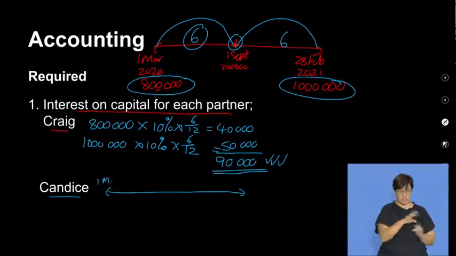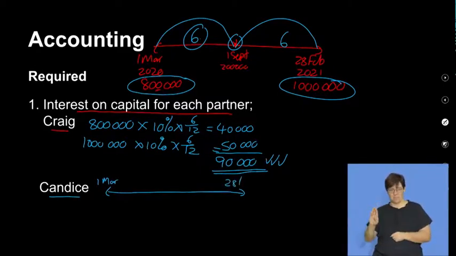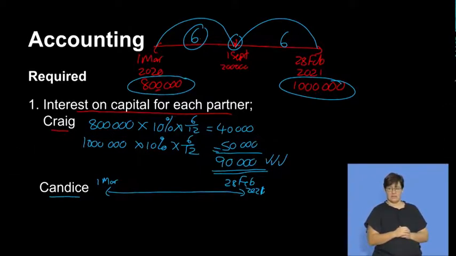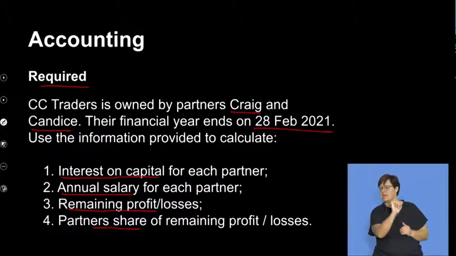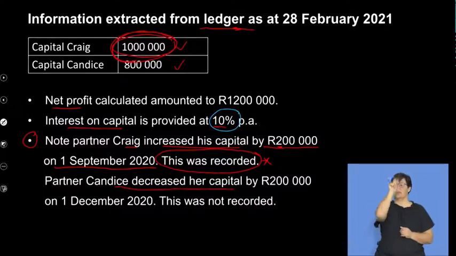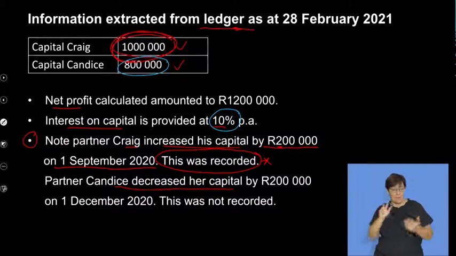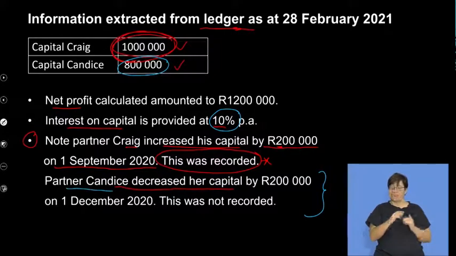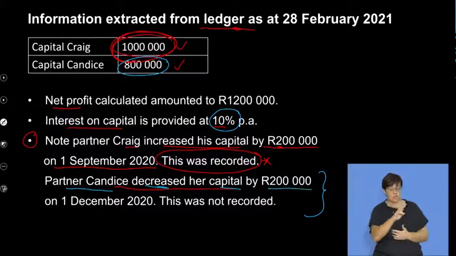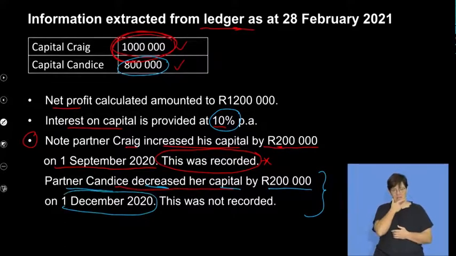So 1st of March, beginning of the year, and obviously 28th of Feb, 2021, end of the year. So let's now look at the information for Candace. Okay, so we're going to go back and look at what's the story when it comes to Candace. I think I skipped a slide. There we go. Looking at Candace, her capital is given to me as 800,000, but again, I've got additional information about Candace. So partner Candace decreased her capital by 200,000 Rand on the 1st of December 2020.